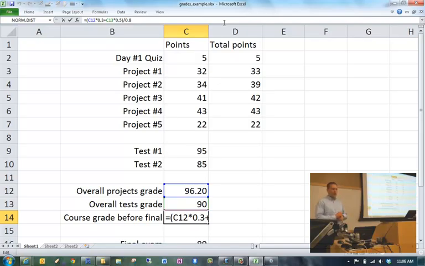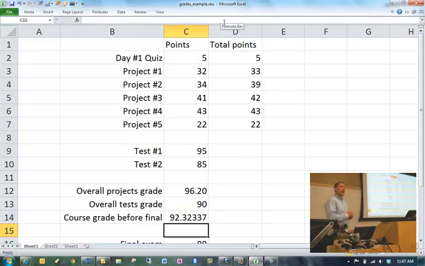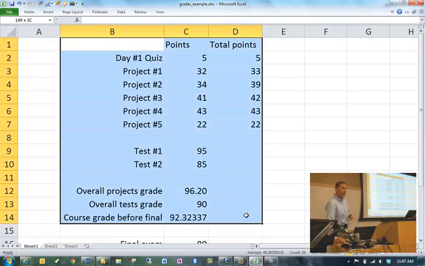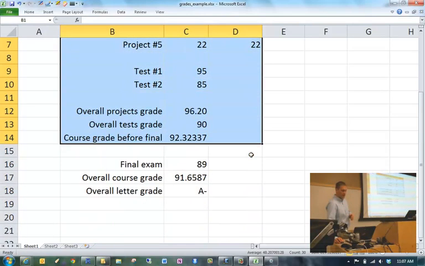Take your overall project's grade times 0.3, because remember 30% of your grade is the overall project's grade, plus the test grade times 0.5, because 50% of your grade are these tests. Take that all divided by 0.8, because we only have 80% of the total grade so far actually completed. Then you get a current grade before the final. So all this stuff is given to you on the Blackboard website.